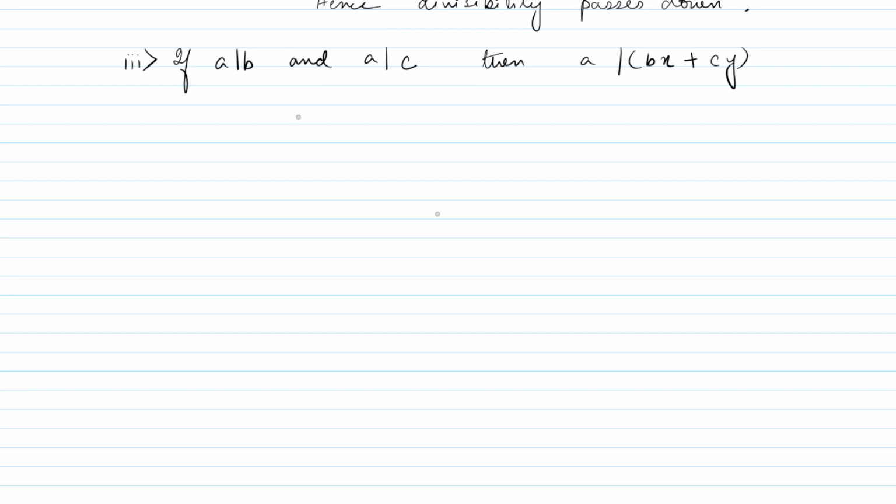Now let's get to the third one, right? If A divides B and A divides C, then A must also divide BX plus CY, right? So why should it happen? Let's see.